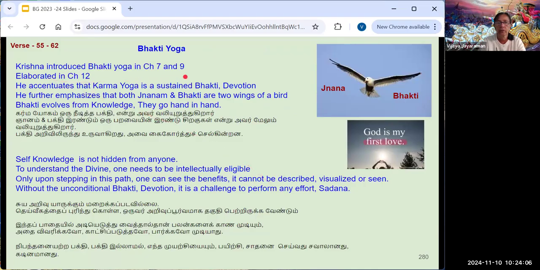52 to 62, Krishna introduced Bhakti Yoga in chapters 7, 9, and elaborately in 12. He says that Karma Yoga is a sustained Bhakti. He further emphasizes that both Bhakti and Jnana are equally important. Self-knowledge is not hidden from anyone. To understand the divine, one needs to be intellectually eligible. Only upon stepping on this path can one see the benefits. It cannot be described, visualized, or seen. Without unconditional bhakti, devotion, it is a challenge to perform any effort, sadhana.